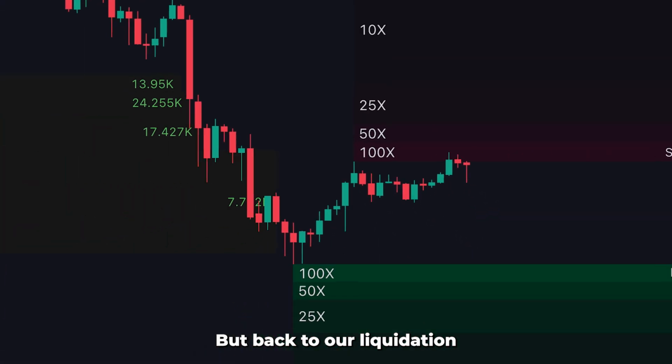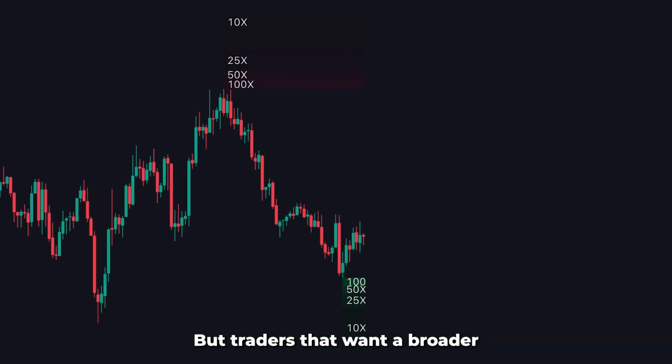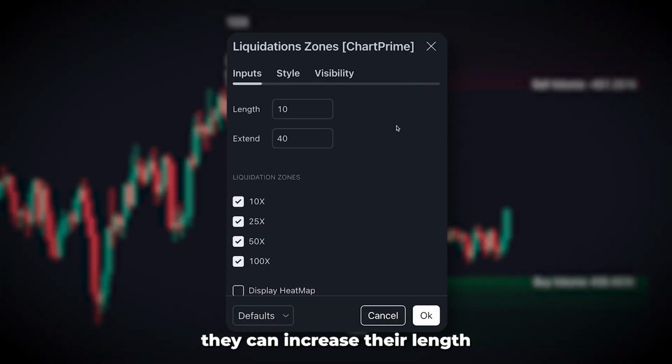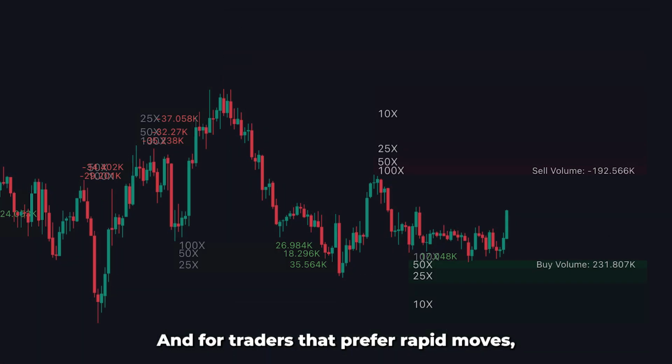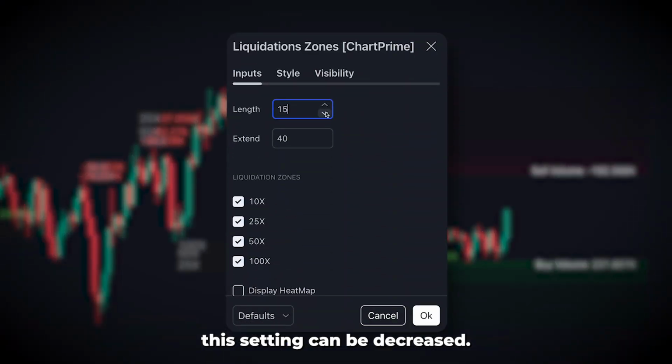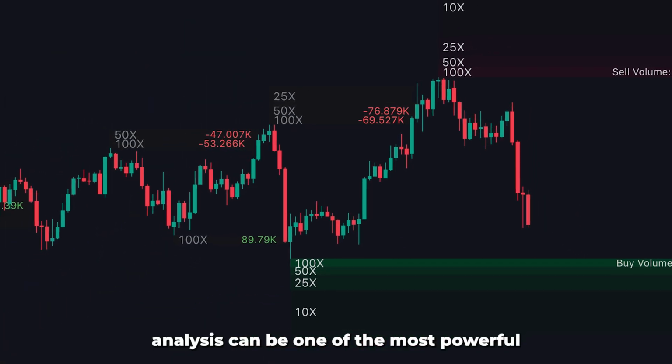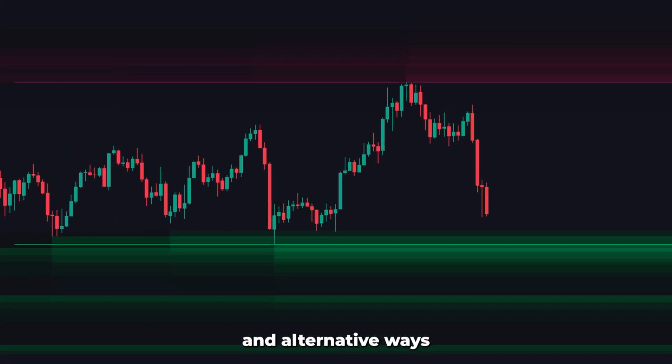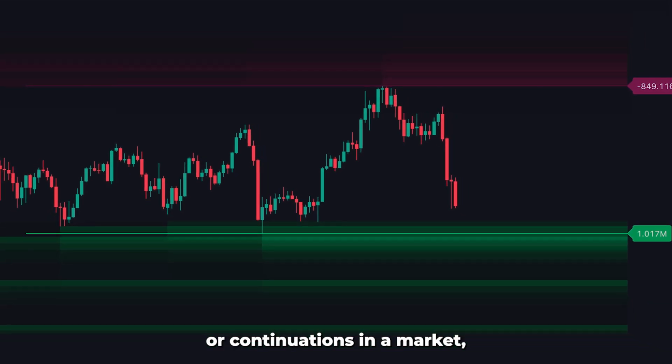But back to our liquidation zones indicator. For traders that want a broader scan of potential zones, they can increase the length setting in the menu, taking into account more data. And for traders that prefer rapid moves, this setting can be decreased. Using liquidation analysis can be one of the most powerful and alternative ways to view potential reversals or continuations in a market.